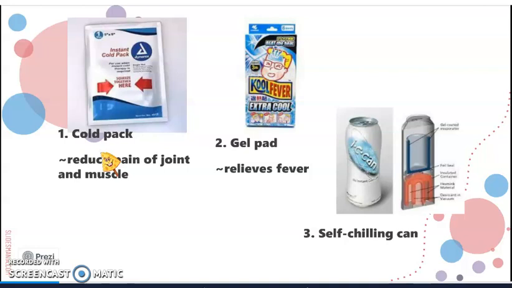Okay, the second application is gel pack. Gel pack ni biasanya kita guna masa kita demam. For example, cool fever, letak di dahi tu. Relieves fever, mengurangkan demam. Sebab gel pack ni akan absorb heat from our body. Okay, the third application is self-chilling can. Maksudnya minuman tin ini boleh menyejuk dengan sendiri tanpa kita perlu letak dalam peti sejuk.